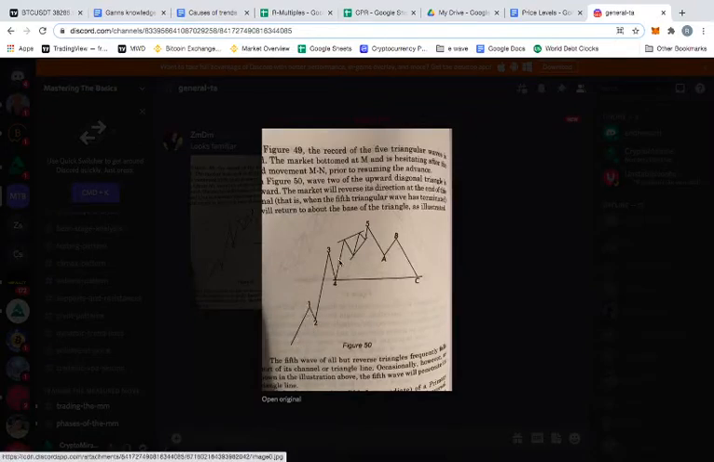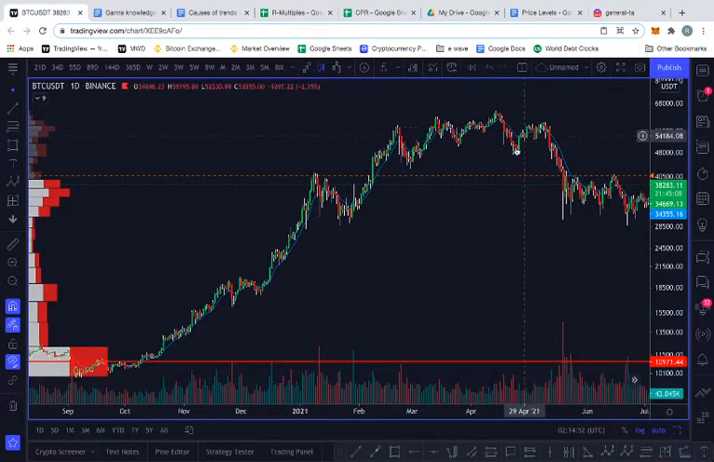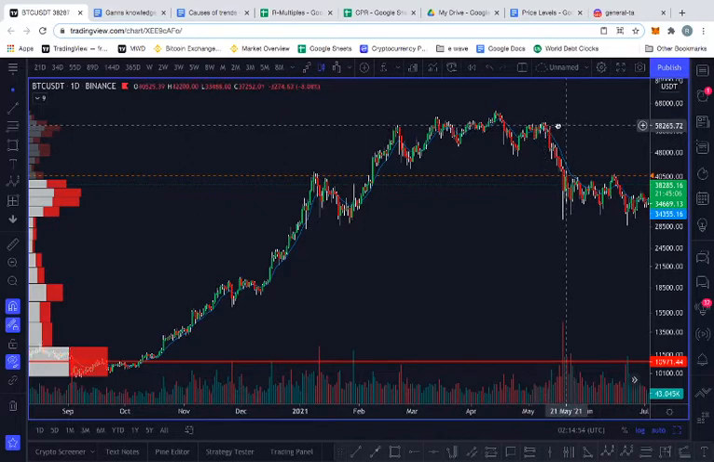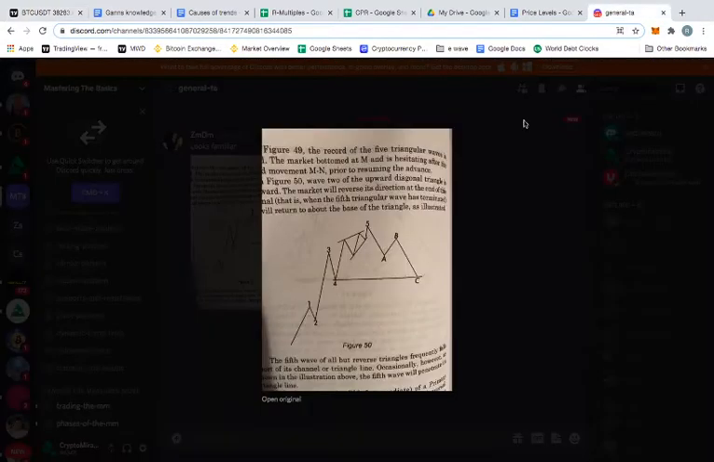1, 2, 3, 4, 5, and then the leading diagonal, right? A, B, C. So let's take a look at Bitcoin right here. Oh wait, this is the B. This is the B, guys. This is the B. This is the C. That's the C going down right inside the fourth pocket.